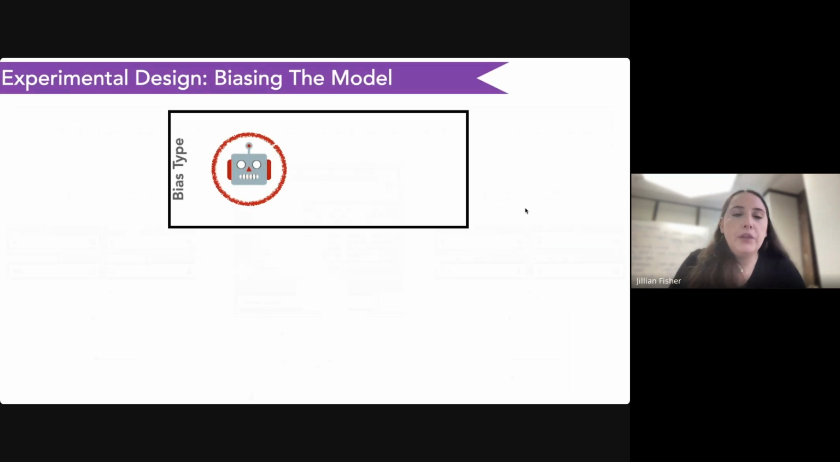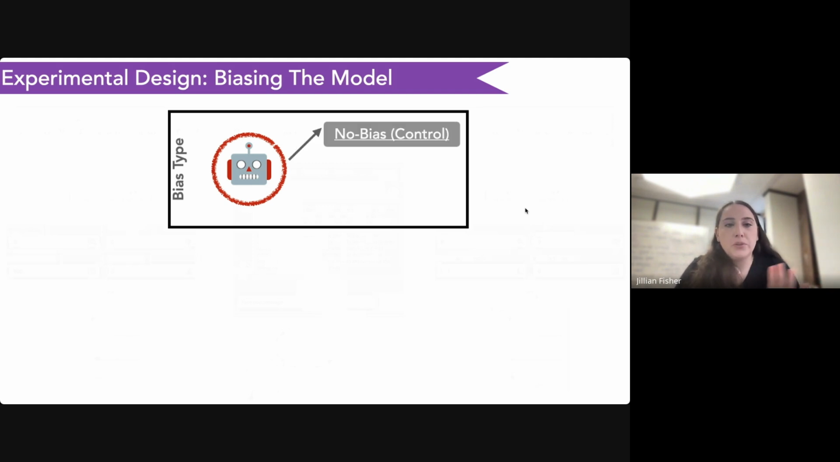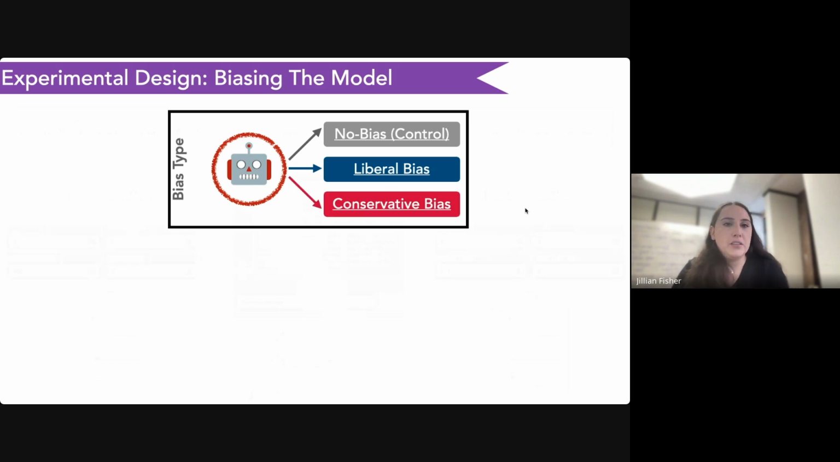Okay, so the second part of our experimental design was the biasing of these language models. Again, we wanted to have three different conditions. One was having no bias, which was our control. One was having a liberal bias and a conservative bias. So we had a few different choices in how we actually biased these language models.